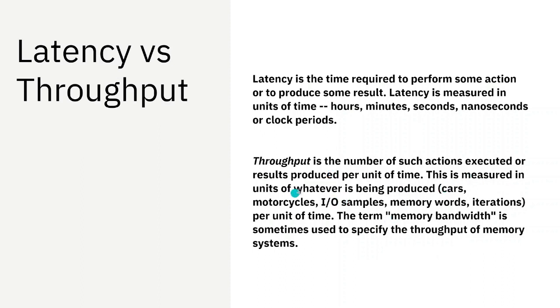This is measured in units of whatever is being produced: cars, motorcycles, IO samples, memory words, iterations. It can be anything. So the term memory bandwidth is also sometimes used to specify the throughput of memory systems. Let's say you're downloading a file and we are getting a speed of 100 megabits per second. So the throughput is 100 megabits per second. You're observing for 1 second, and you are able to download 100 megabits. So that's the throughput.